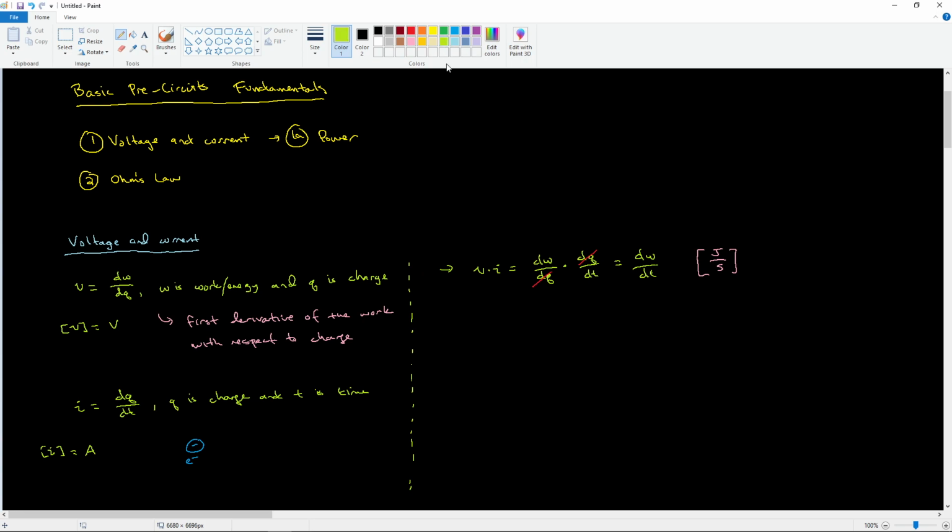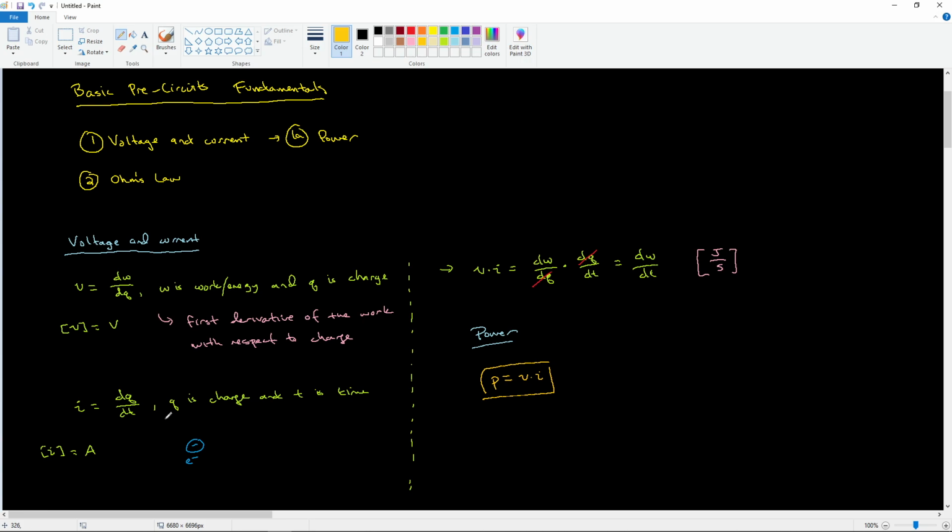So when we talk about the power of a system, that is purely dependent on the voltage and the current. So we'll say that the power P is equal to voltage times current. And this is extremely useful. So when we find the voltages and currents in our system, then we can describe the power of that system.